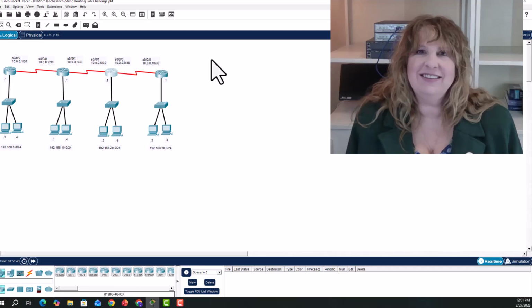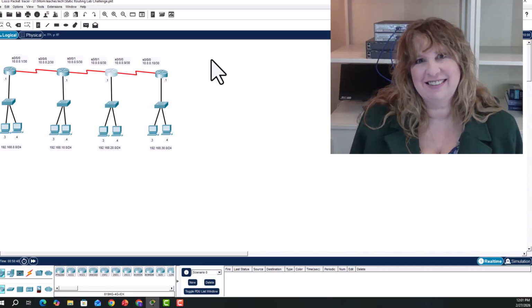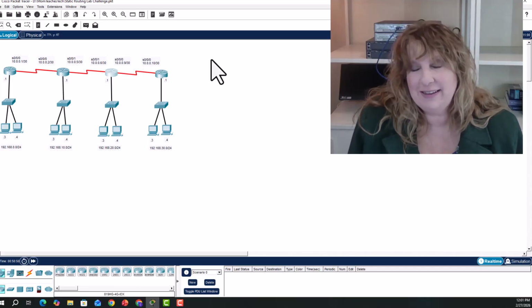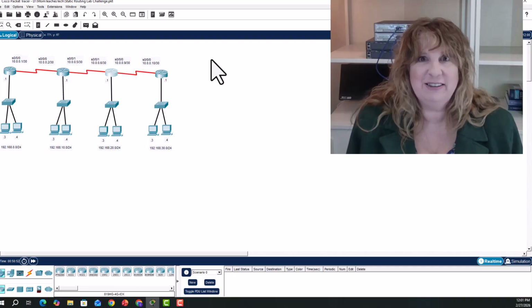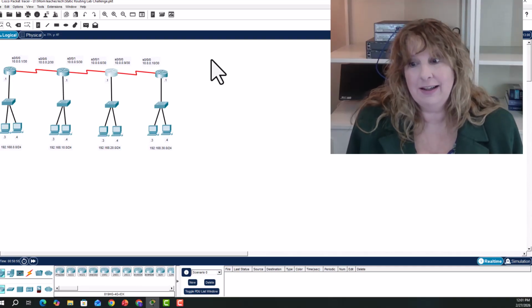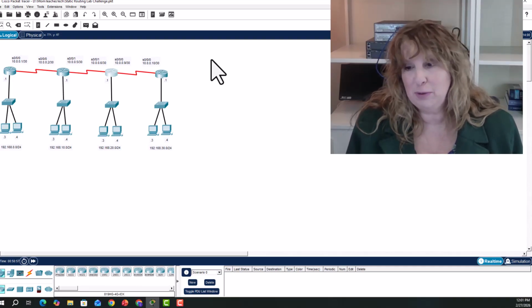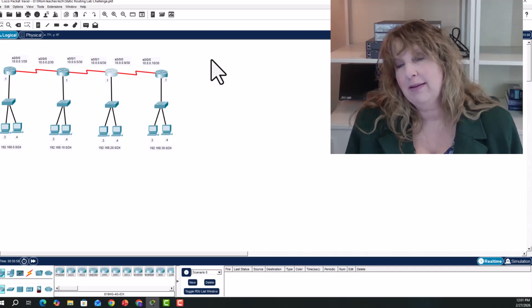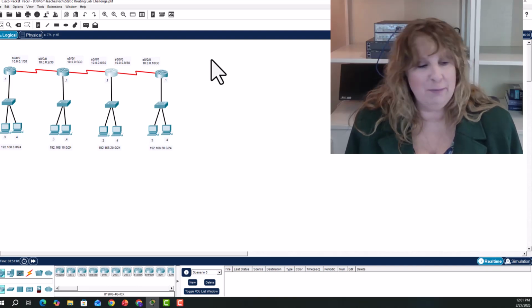Sort of magical. We're going to say it's magical to just be able to type in those quad zeros, either given an exit interface if you're on a serial point-to-point link, or given a next hop IP address.